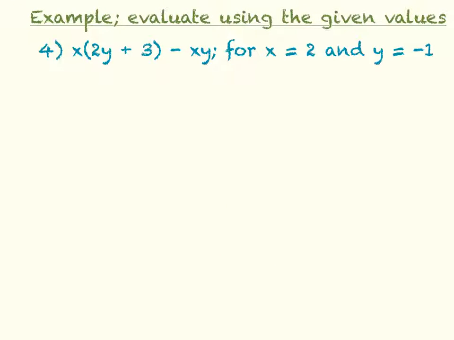And the last problem, we have x times the quantity 2 times y plus 3 minus x times y. So the first thing we're going to do is put 2 in for x and negative 1 in for y. So that's going to give me 2 times the quantity 2 times y, and y being negative 1, plus 3 minus my x is 2 times my y is negative 1.